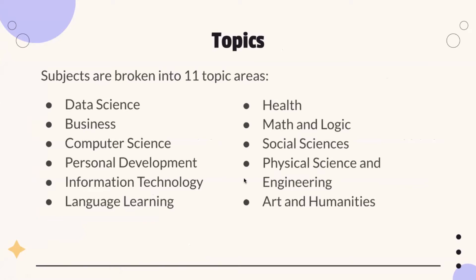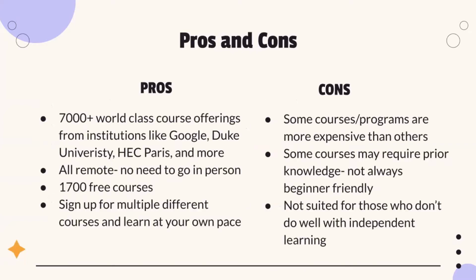And some of the topics are broken down into Coursera. So these are the topics that you can choose in the website. There's data science, business, computer science, personal development, information technology, language learning, health, math and logic, social sciences, physical science, engineering, and art and humanities.